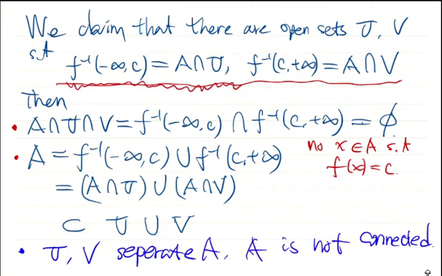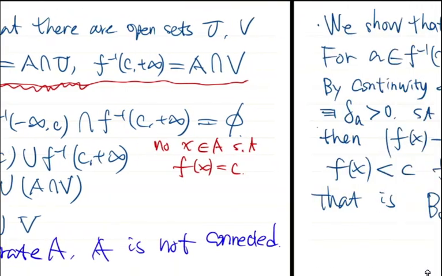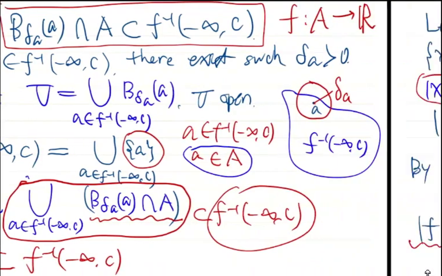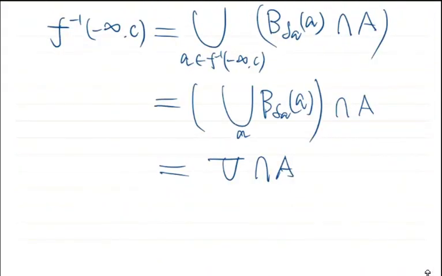Okay, so similarly we can get an open set V. So this means that the only if part of our theorem is proved. Now we prove the if part.